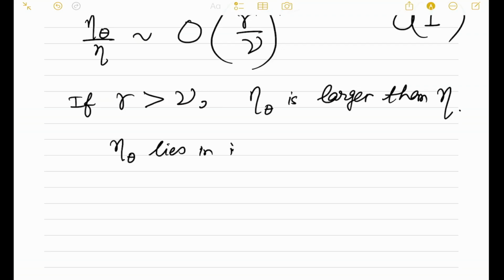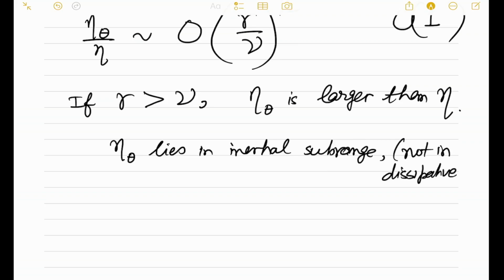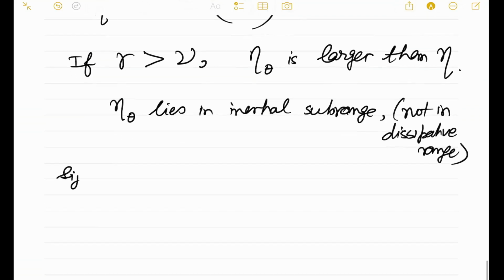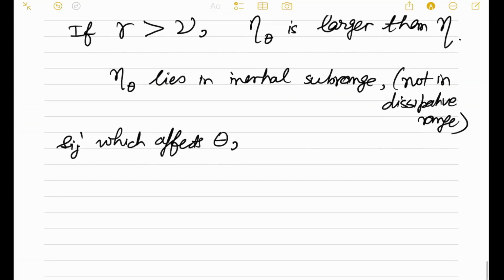So, now in this case what happens is that eta theta lies in the inertial subrange. It is not in the dissipative range. So, now the Sij prime which affects theta is a function of epsilon and eta theta, not of nu.